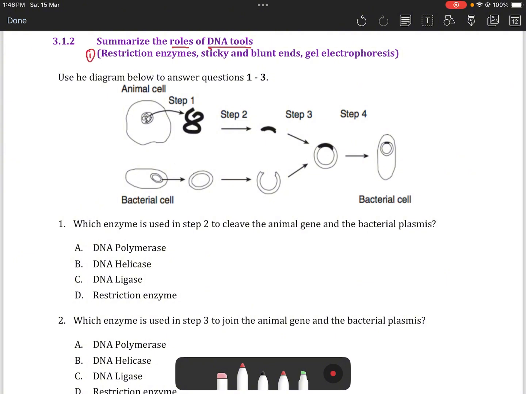So the first DNA tool is restriction enzyme, and these restriction enzymes are very important. They cut, or you can say they cleave the DNA, and they produce either sticky ends or blunt ends. I will show you now. So imagine if this is DNA, and the action of the restriction enzyme can be in two forms. So form number one, if it produces two segments with parallel ends, these are called blunt ends.